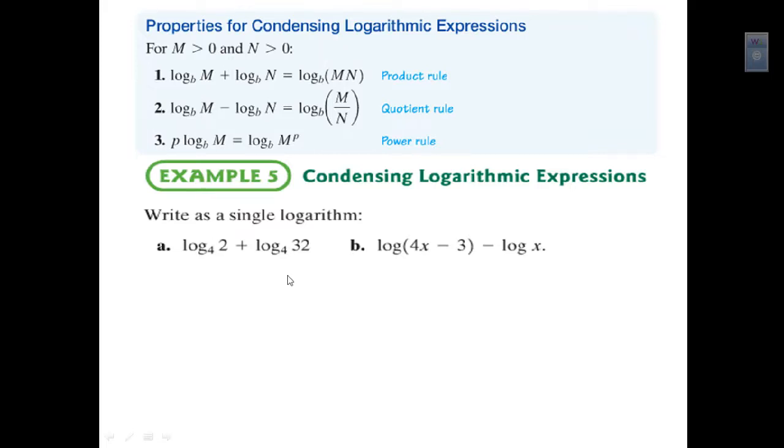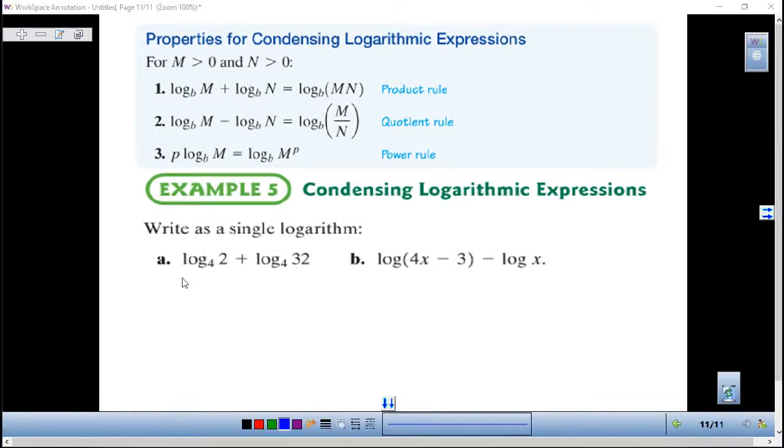Alright, so let's write these as a single logarithm. We're just kind of working backwards from what we were doing before. So if we've got the log base 4 of 2 plus the log base 4 of 32, we can go ahead and understand that that's going to be a product rule reversal, because we've got the sum of two logs that have the same base. Log base 4, log base 4. So this is nothing more than the log base 4 of 2 times 32, which is 64. Well, 4 raised to the third power gives us 64, so that's 3.